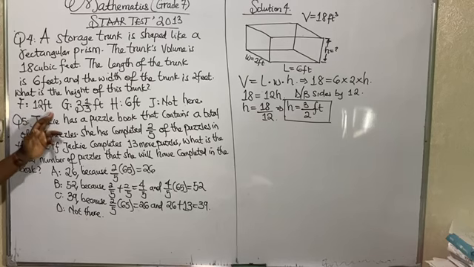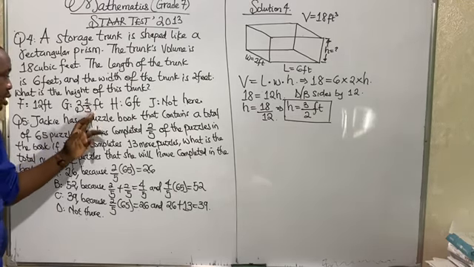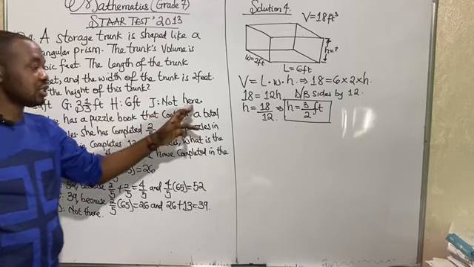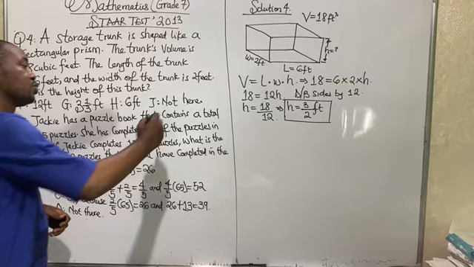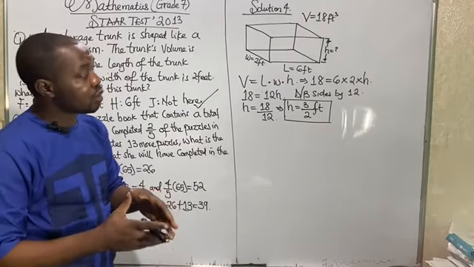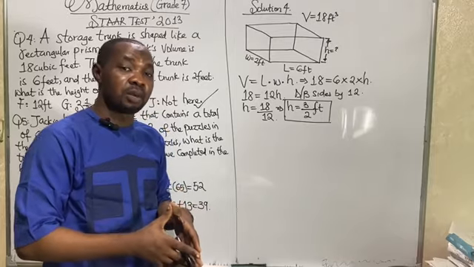That's one of the options. So we have 12 feet for F. G is 3 1/3 feet. Now we have H, which is 6 feet. Then J, not there. Remember, because we want to calculate the height of the rectangular prism.